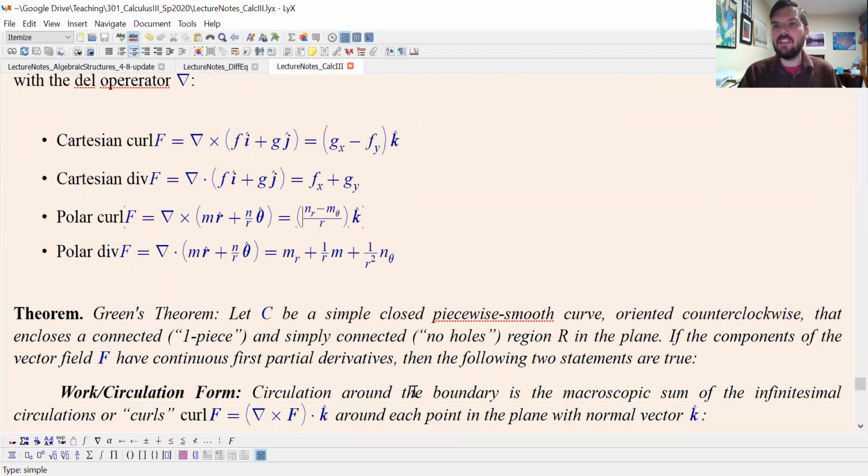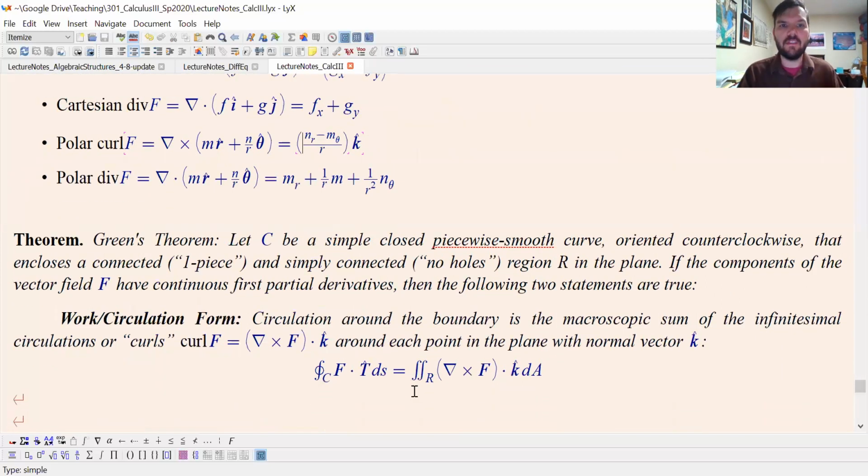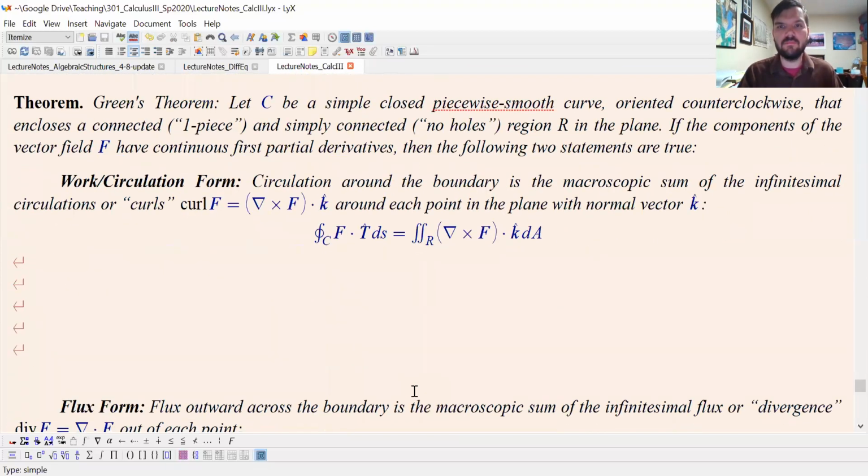Okay, so now let's dive into Green's theorem and see how we can utilize this idea of divergence and curl in that.